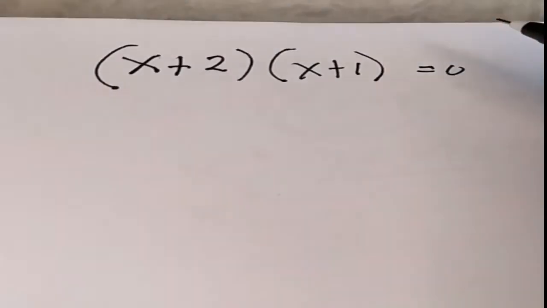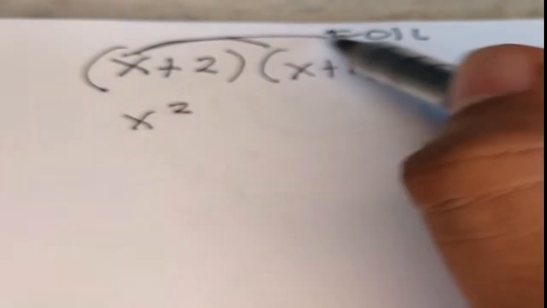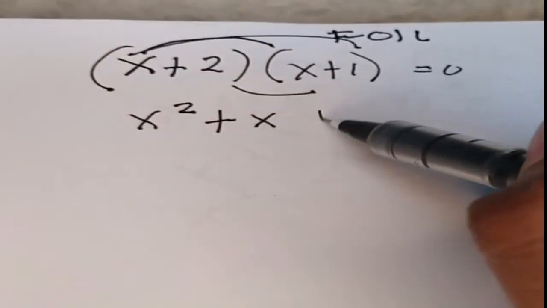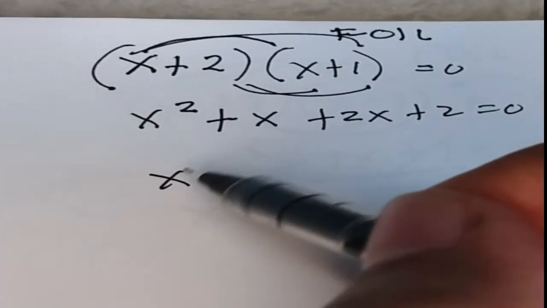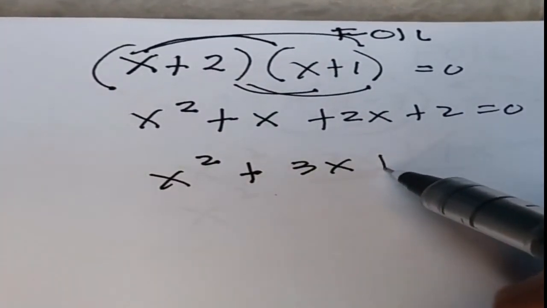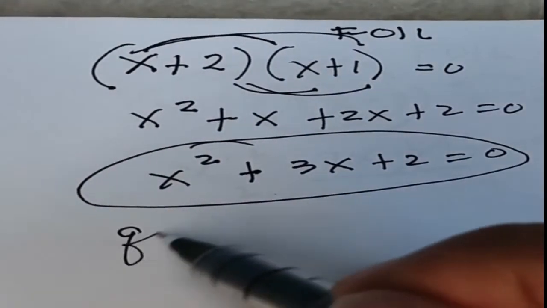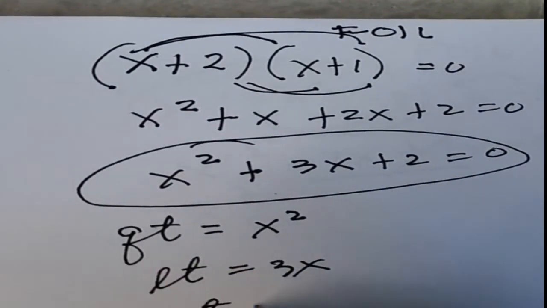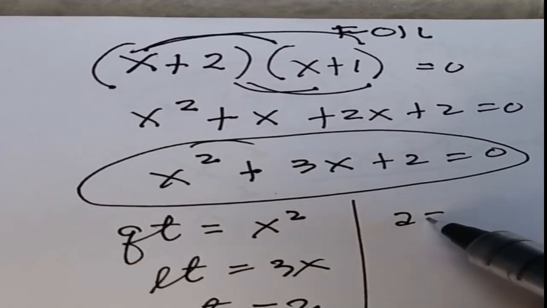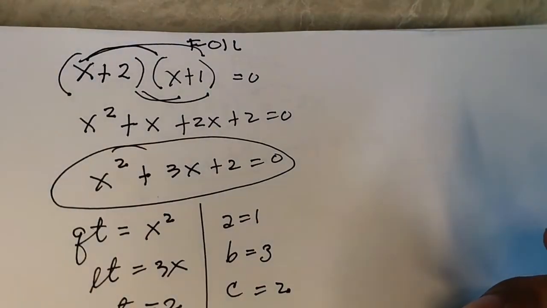Okay, time is up. Let's see if you got it correctly. Okay, the first one, you only use the FOIL method. Multiply the first: you have x squared, outside 1x or x, inside 2x, plus the last 2 is equal to 0. Then you have x squared plus 3x plus 2 equals 0. So your quadratic term would be x squared, your linear term is 3x, and your constant term is 2. With the values of a, b, c, a is 1, b is 3, and c is 2.